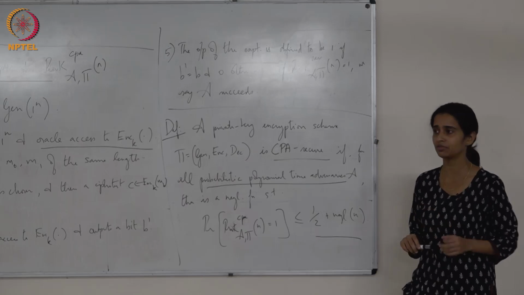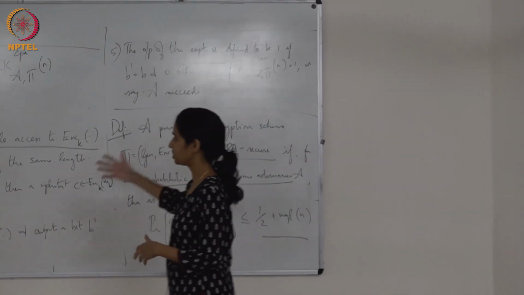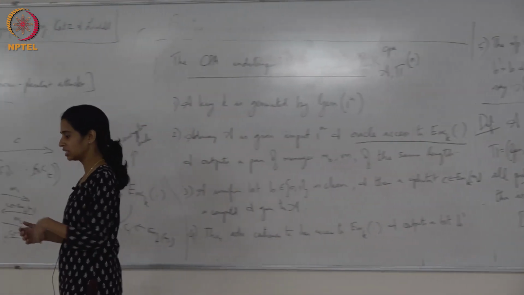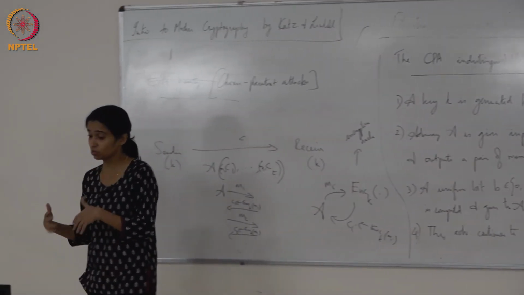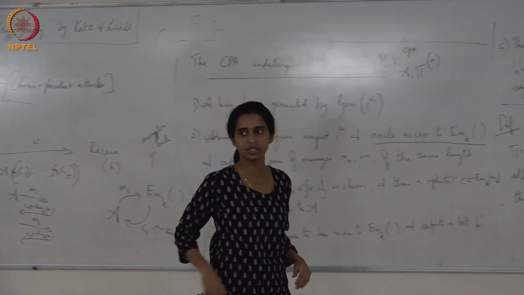So I'll just leave it up there for a minute. You can ask me if there are any questions. How we will achieve CPA secure schemes is using a tool called pseudo-random functions, that is what is modeled by block ciphers in the real world. Okay, so we will break now and then take a look at it.